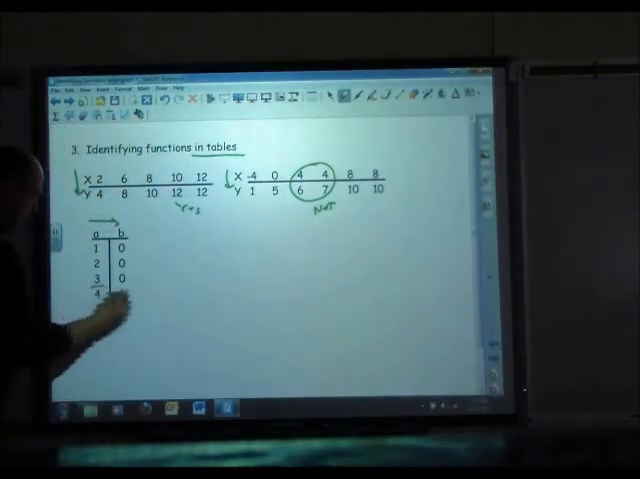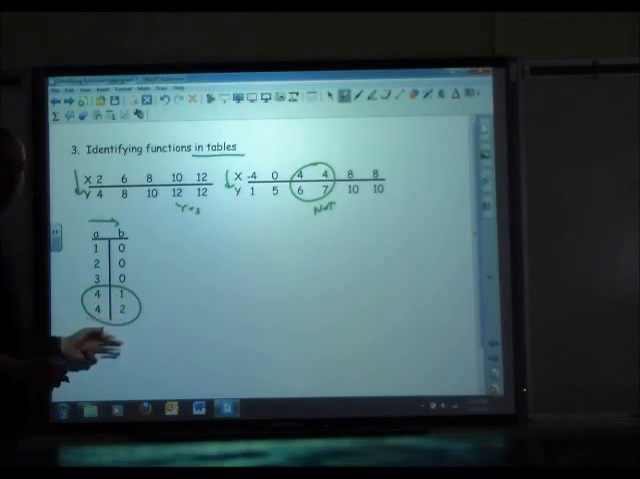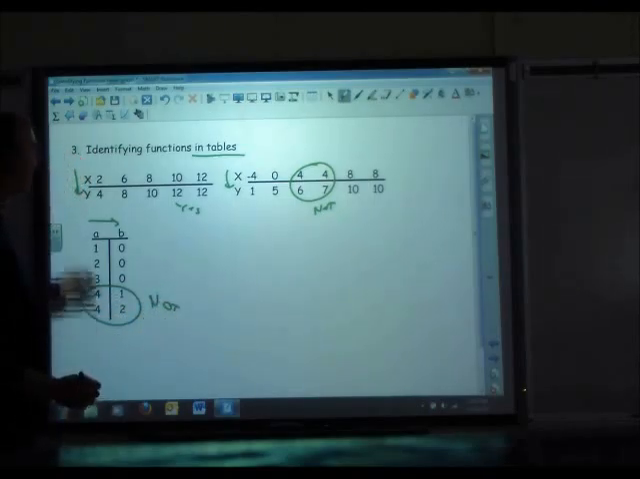Okay? Your favorite food might be different from my favorite food, but they're both our favorite food. Okay? But this is not. Okay? So, you can't have 4 leading to 2 different outputs. So, not a function. Okay?